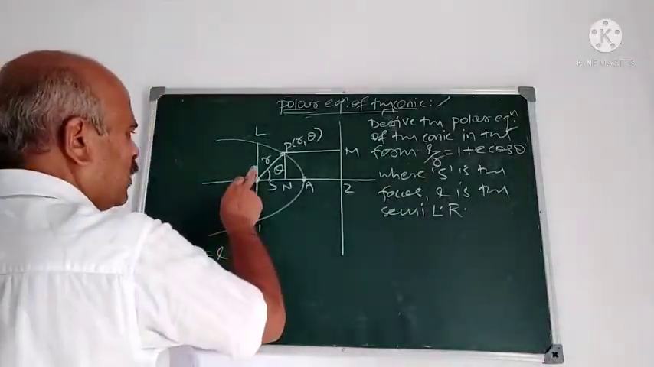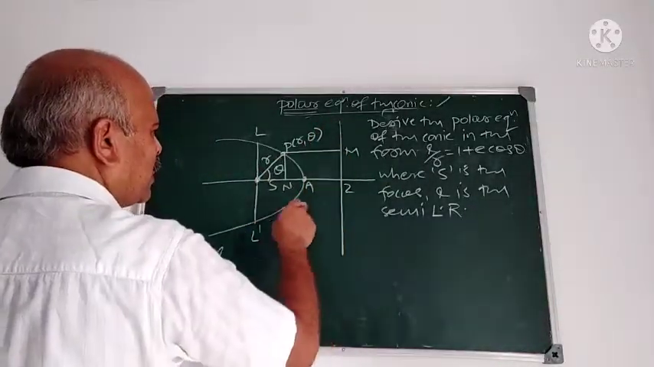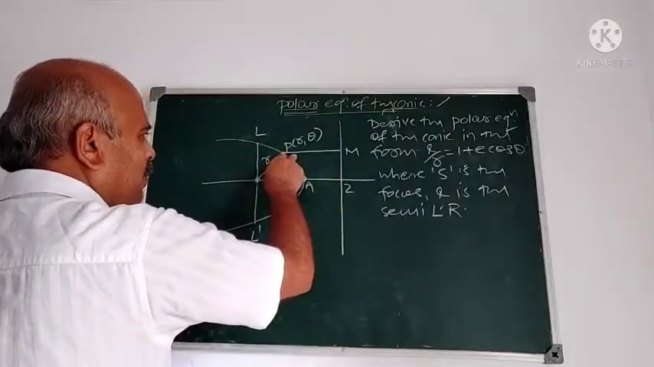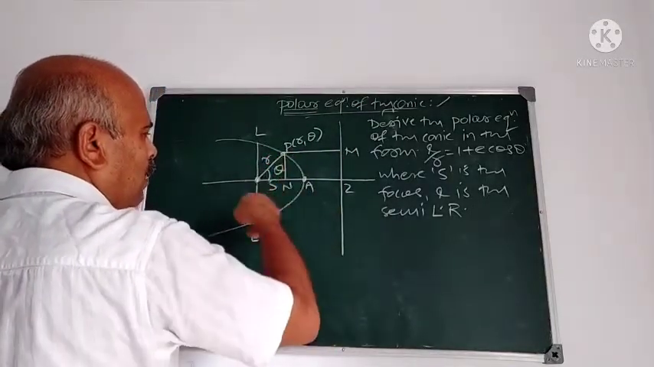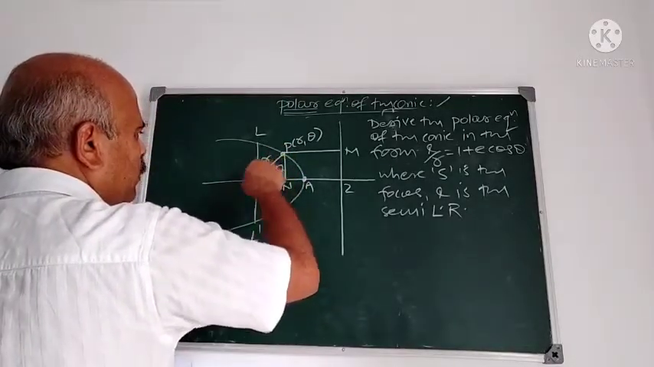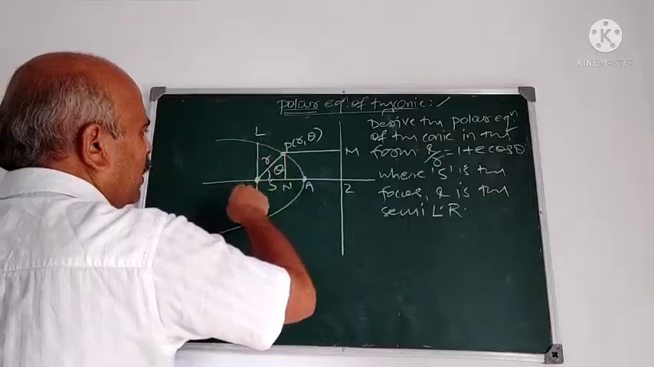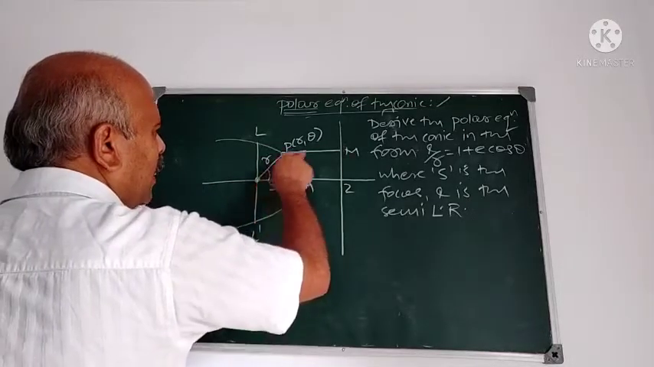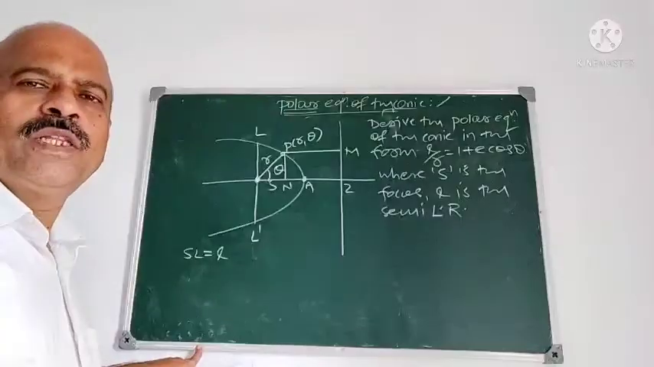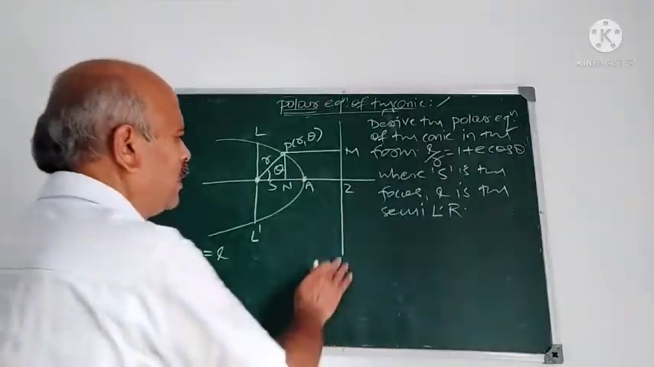For that we have started with this: S be the focus, this is the directrix, draw SZ perpendicular to the directrix, P be any arbitrary point on the conic section, join SP, then SP is the radius vector and angle PSA is theta. Also draw PM perpendicular to the directrix. With these things we start here.